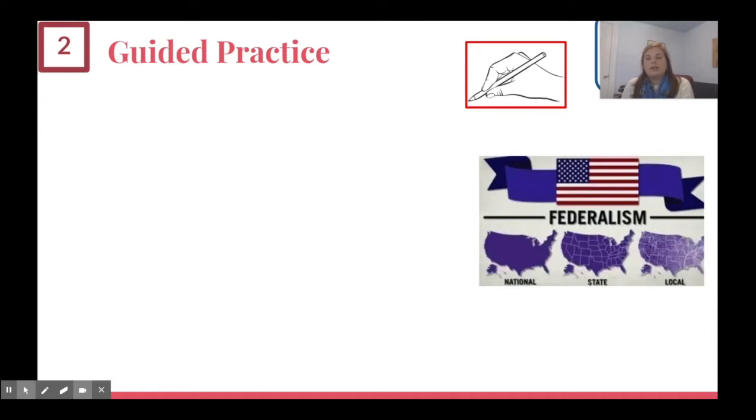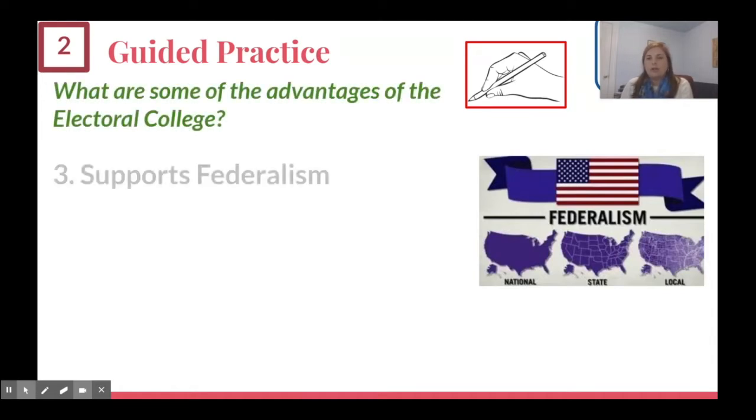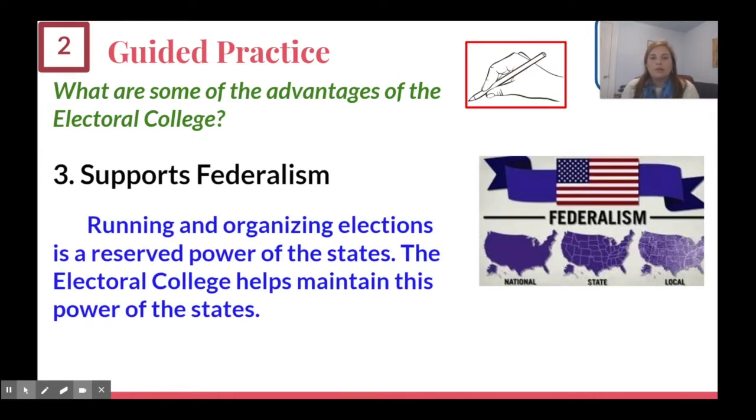All right, and then let's talk about one third advantage of the Electoral College, and that's that it supports federalism. It helps to uphold it. So remember that our government is a federalist system in which power is shared and divided between the federal, state, and local governments. And one of the powers that's reserved exclusively to states is the power to run and organize elections. If we think about each state's electors as representing the interests of their states collectively, then the Electoral College supports this reserved power by giving states a major say in who is elected president, rather than just giving all of that power to individuals.